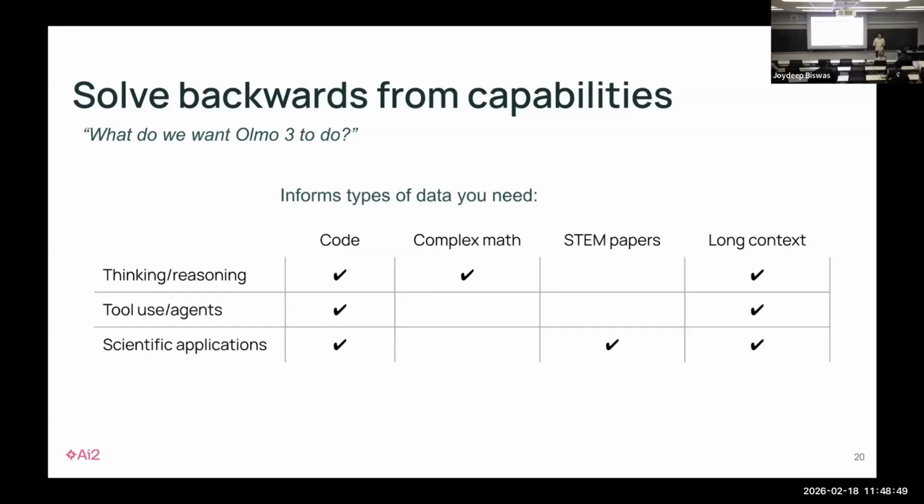Where is that expressed mostly? It's in code. We'll go get more GitHub code. It's in complex math problems. Okay, we're going to have to go find large repositories of math problems.